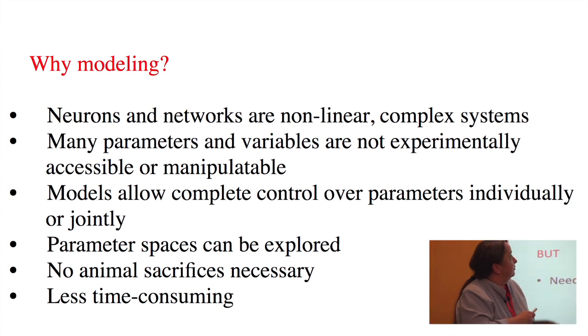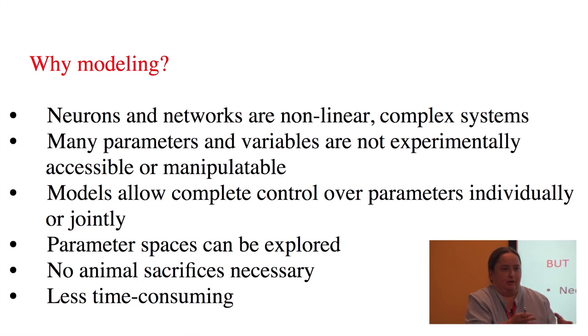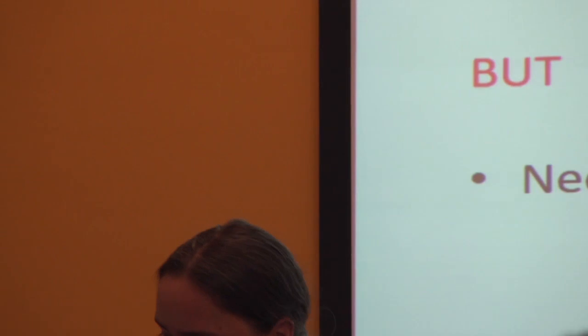We also have many parameters and variables that are not, at least not currently, experimentally accessible or manipulable. And so again, in a model, you have complete control over things that you could not change biologically. Like I could say, what if I make my membrane capacitance twice as big as in the original? You can't do that in a neuron. You can't suddenly make that neuron bigger, right, with a higher capacitance. So you have this complete control.